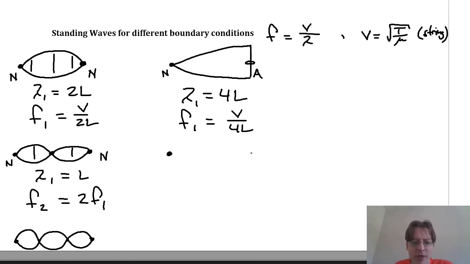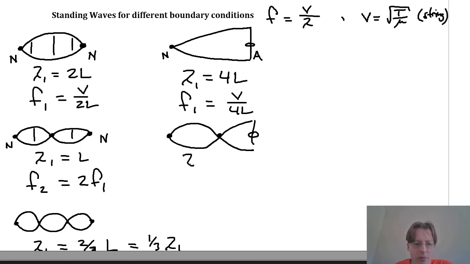Still has to be a node at this end and an antinode at the other end. But now I can fit another node inside of it. Like that. This wavelength, how long is this wavelength? Well, what you see right here is 3/4 of a wavelength. 1/4, 2/4, 3/4 of a wavelength are present. In other words, in this case, the wavelength is 4/3 L.